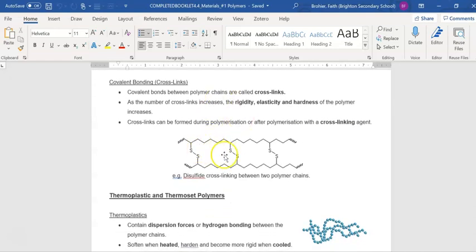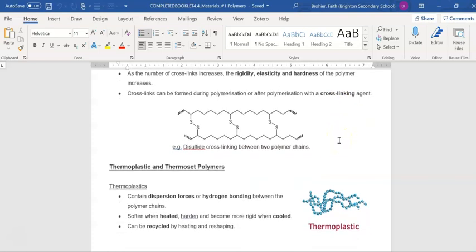If you do have covalent bonding, like these sulfur-sulfur bonds we talked about in proteins, like the disulfide bonds, they're called cross-links. And if you increase the number of cross-links, it's going to get more rigid because they're stronger. It's going to get more elastic. It's going to bounce back quicker, and it's going to be harder. And you can actually add that in through something called a cross-linking agent, which you don't really need to know much about, but it's good to know that it exists.